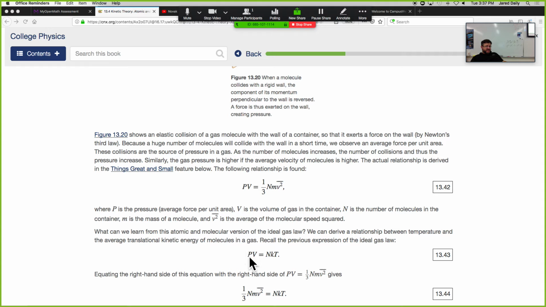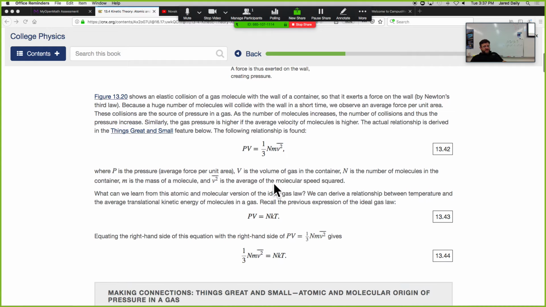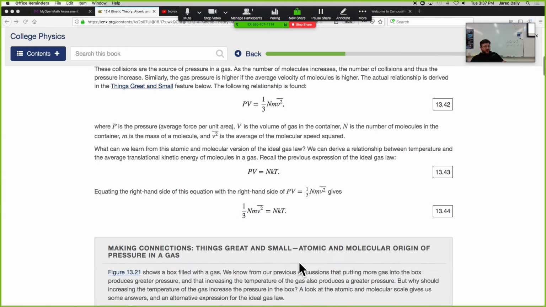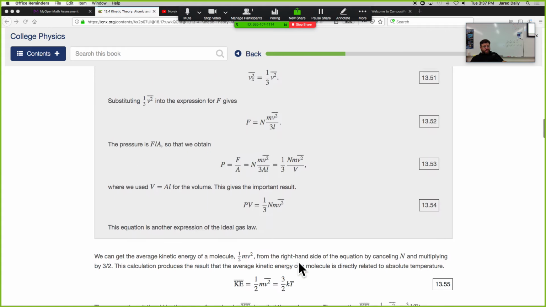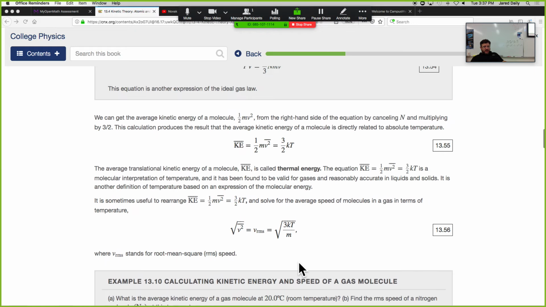Remember, the ideal gas law says PV equals nKT. Here this says PV equals n times 1/3 mv squared. That means KT equals 1/3 mv squared. If you set this part equal to this part up here, like they do right here, and then solve this equation for velocity, you get this equation right here. The average velocity of the particles ends up equaling the square root of 3 times the gas constant times the temperature, divided by mass.